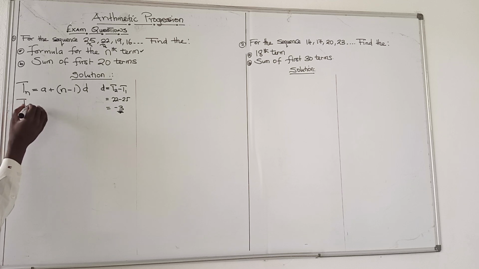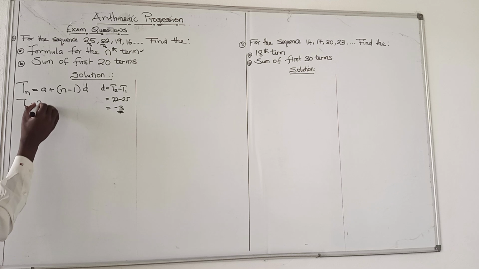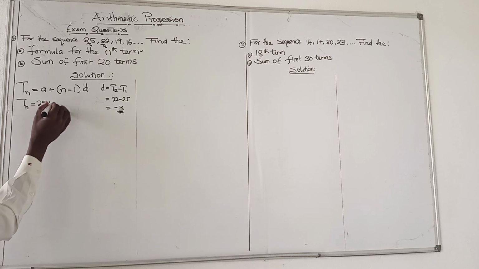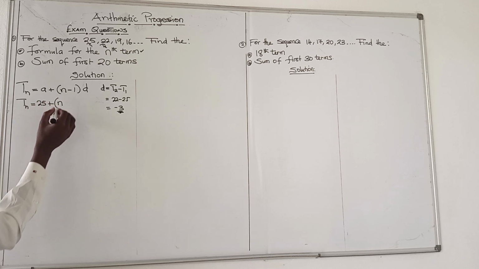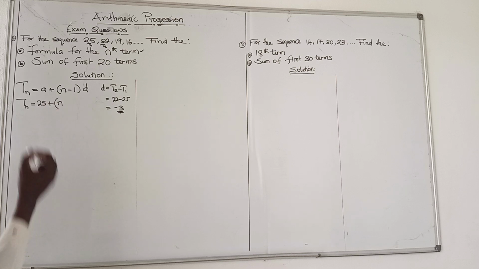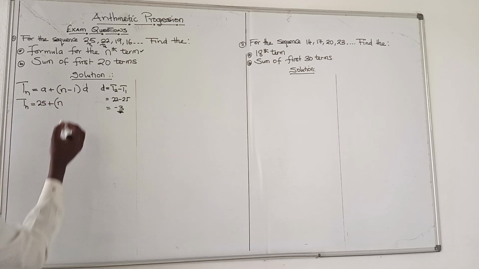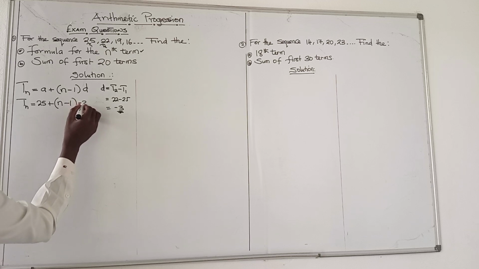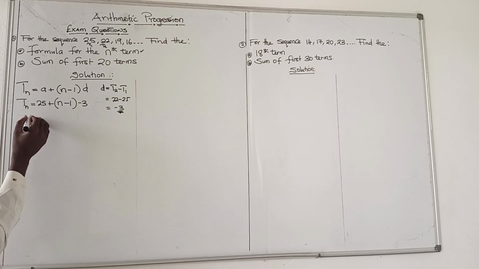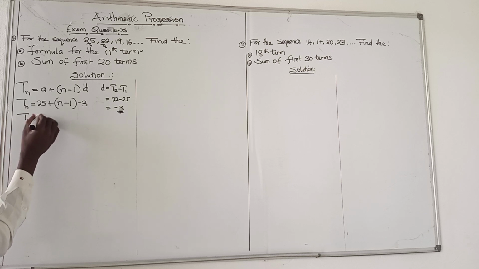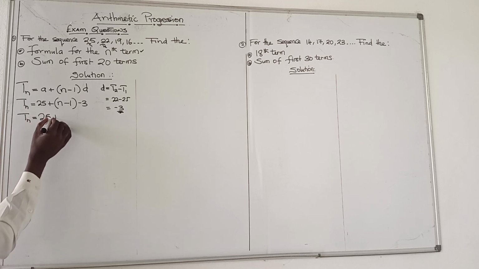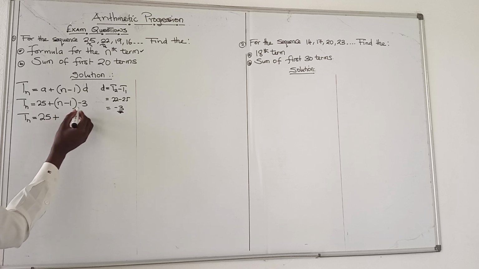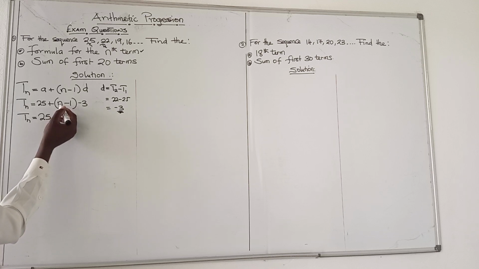So we say the nth term equals the first term, 25, plus, n we just leave like that because you have not been given any value to replace n, so it's n minus 1, and on d we have negative 3. So the nth term will be equal to 25 plus negative 3 times n minus 1.